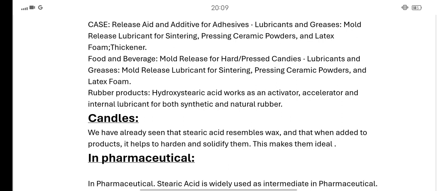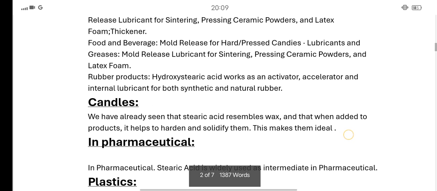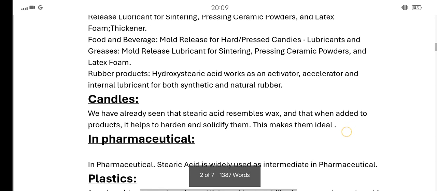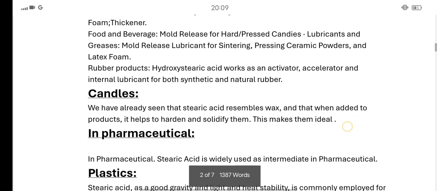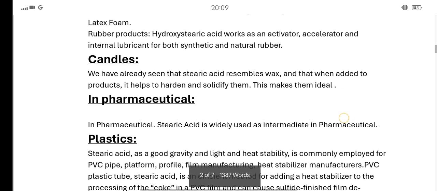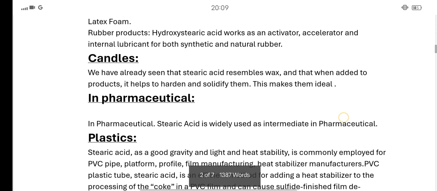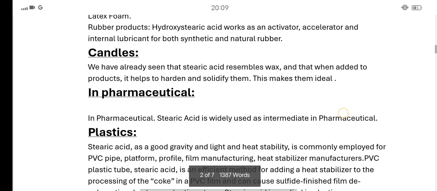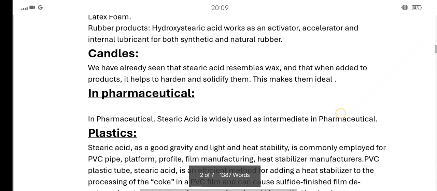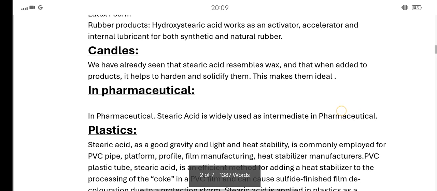Stearic acid works as an activator, accelerator, and internal lubricant for both synthetic and natural rubber. So it's used in candles. We have already seen that stearic acid resembles wax, and when added to a product, it helps to harden and solidify them. This makes them ideal.